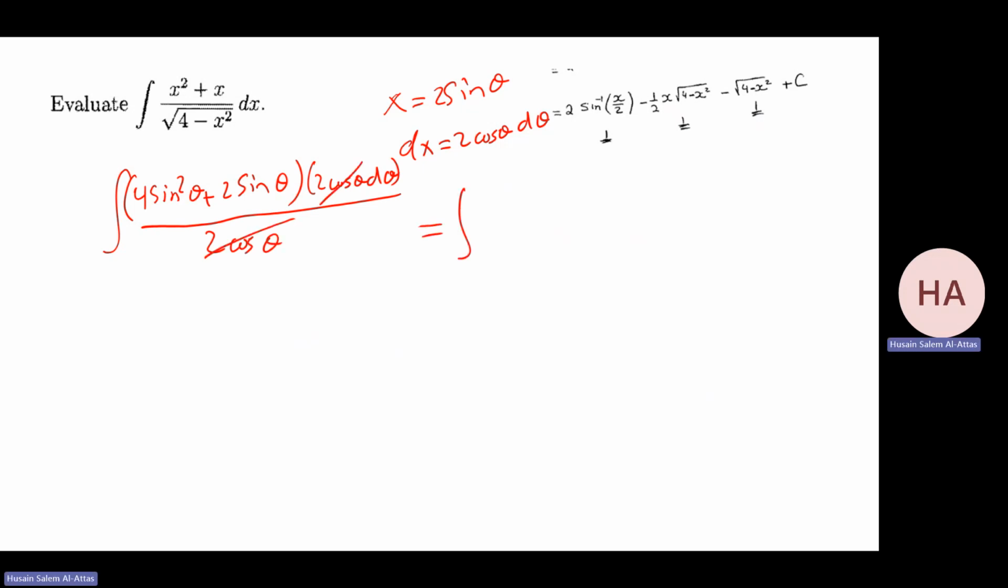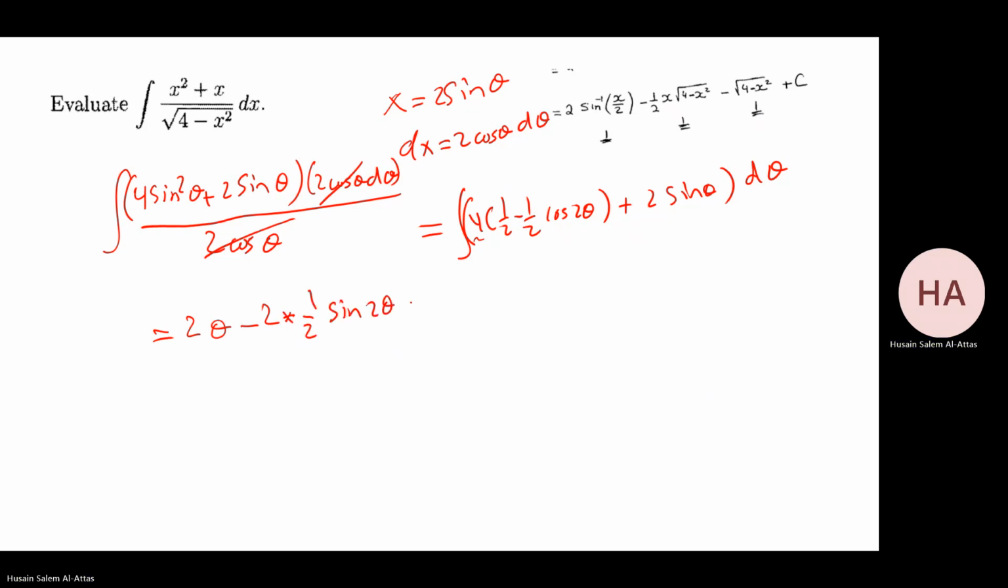So I have 4 sine squared, which is 4 times half minus half cosine 2 theta, plus 2 sine theta d theta. Okay. That gives me 2 here. So I have 2 theta minus 2 times half sine 2 theta minus 2 cosine theta plus c.